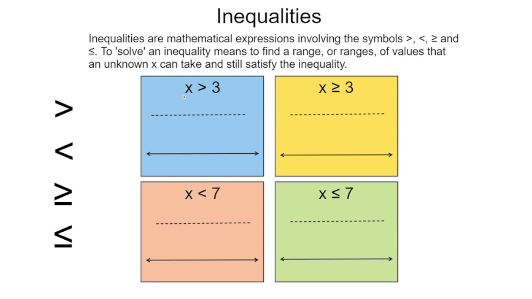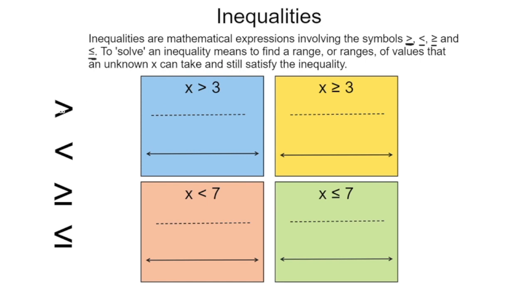So inequalities are mathematical expressions involving the symbols greater than, less than, greater than or equal to, and less than or equal to. To solve an inequality means to find a range or ranges of values that an unknown x, or any other variable, it can be y, z, a, b, can take and still satisfy the inequality. So these are the four signs which are very important.